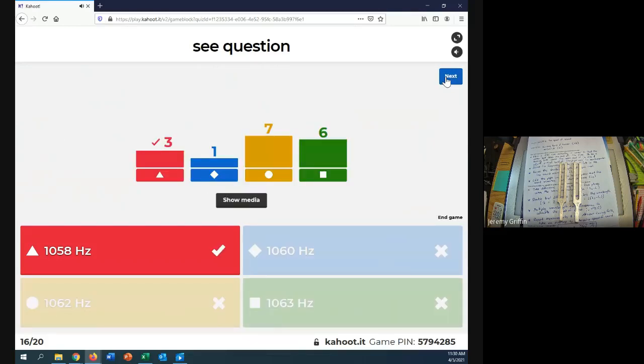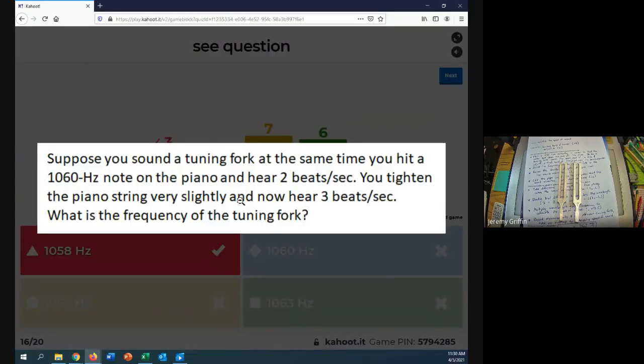Oh, I only have 3 winners here. Right, so we have a mystery tuning fork, but we actually know the frequency of the string. It goes kind of backwards, but whatever. Show me. Wait, what? Where's the show medium button? Under the... Oh, I never saw that. All right, thanks for pointing that out.